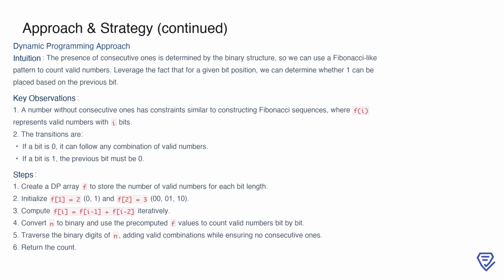The steps involve initializing a DP array to store the count of valid numbers for each bit length, starting with f(1) equals 2 and f(2) equals 3. We then compute the values iteratively using the recurrence. To find the count of valid numbers up to n, we convert n to binary and use these pre-computed values to traverse the binary digits, ensuring no consecutive ones are allowed. This method avoids the inefficiencies of iterating through all numbers, making it far more suitable for large inputs.